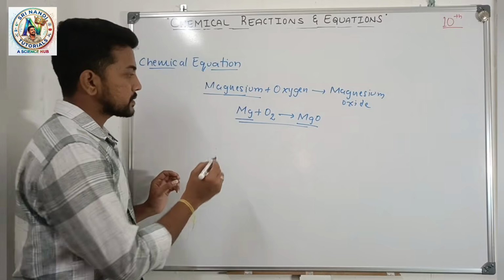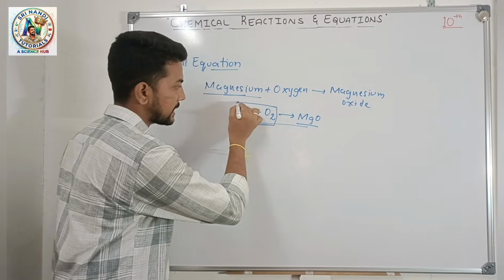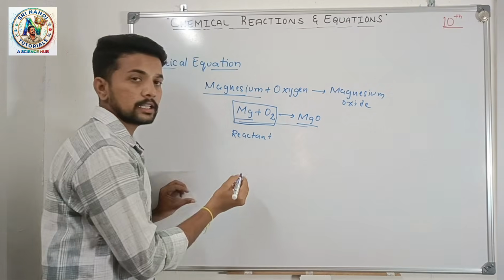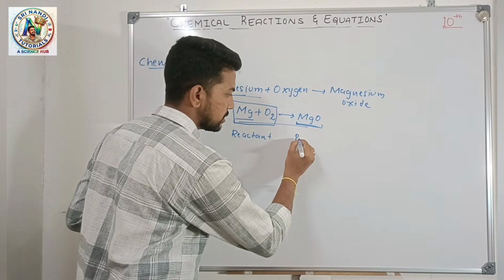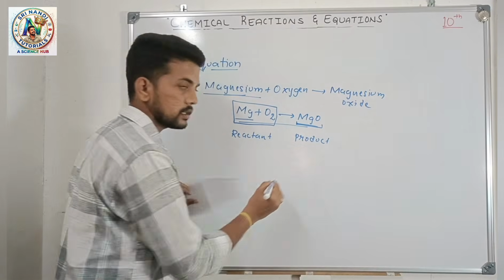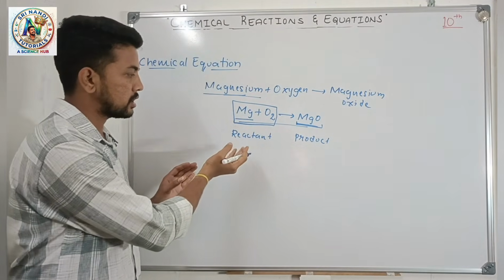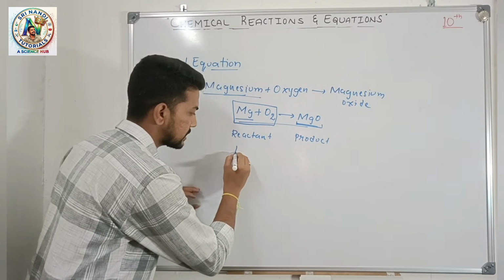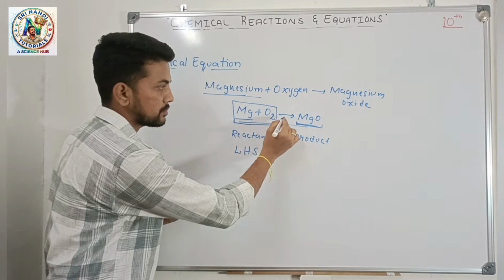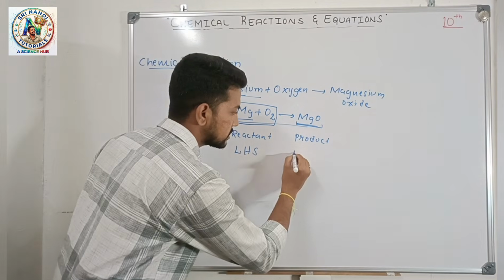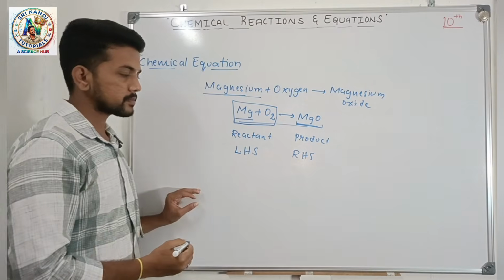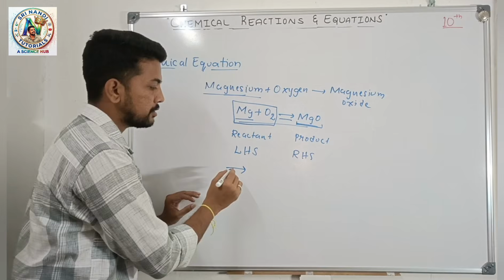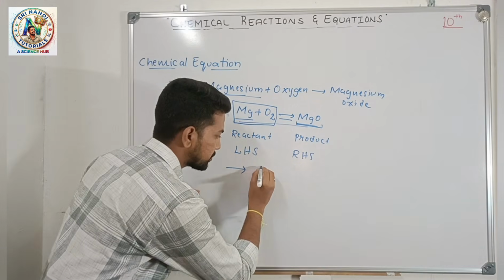So here the substances which react together are called as reactants and the newly formed substance is called as product. The reactants are always written on the left hand side of the arrow mark and the products are always written on the right hand side of the arrow mark. Then here this arrowhead shows direction towards the products.